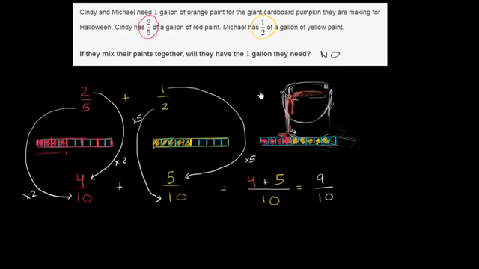Now another way you could have thought about this, you could have said, hey look, 2/5 is less than a half. And you could even visualize that right over here. So I have something less than a half plus a half. I'm not going to get a whole. So either way you could think about it, but this way at least we can think it through with actually adding the fractions.